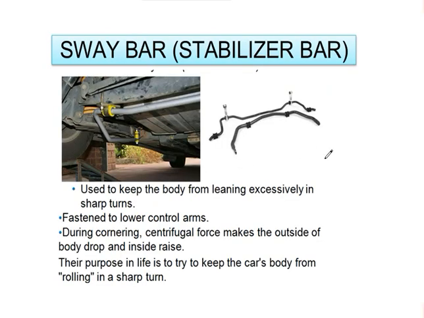Sway bar or stabilizer bar. These two are schematic diagrams of sway bar or stabilizer bar. It is used to keep the body from leaning excessively in sharp turns. Fastened to lower control arms. During cornering, centrifugal force makes the outside of the body drop and inside raise. Their purpose in life is to try to keep the car's body from rolling in a sharp turn. This is all about sway bar or stabilizer bar.